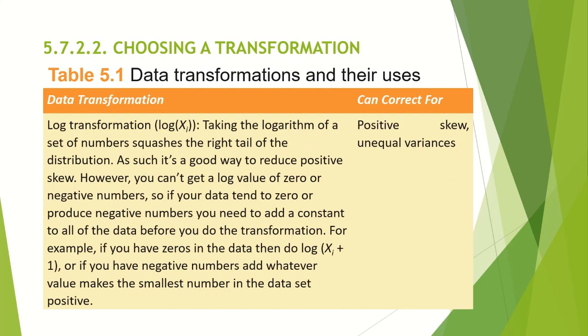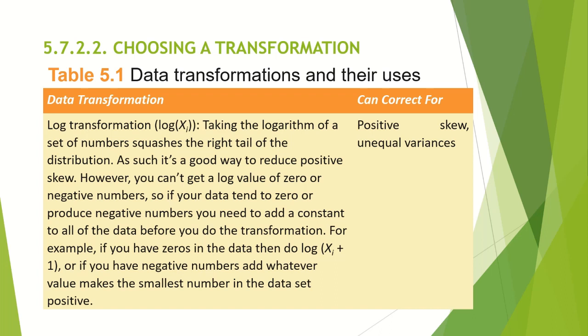Number one is logarithm transformation, or log x sub i. x sub i here is any number in the data set. Taking the logarithm of a set of numbers squashes the right tail of the distribution. As such, it's a good way to reduce positive skew. However, you can't get a log value of 0 or negative numbers.